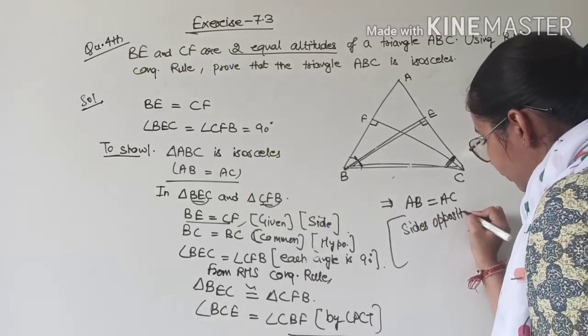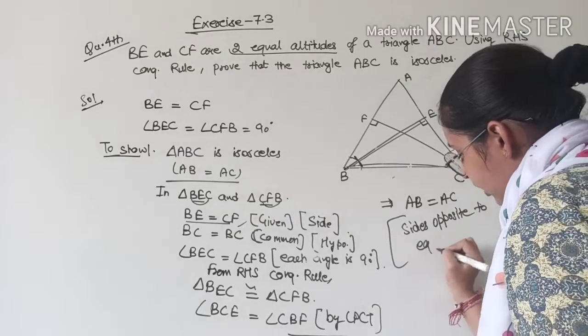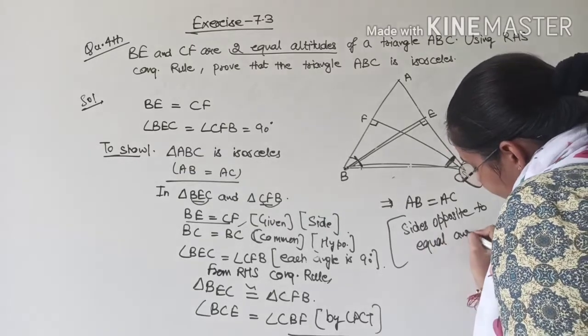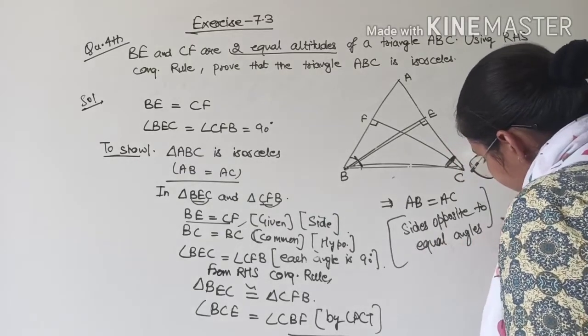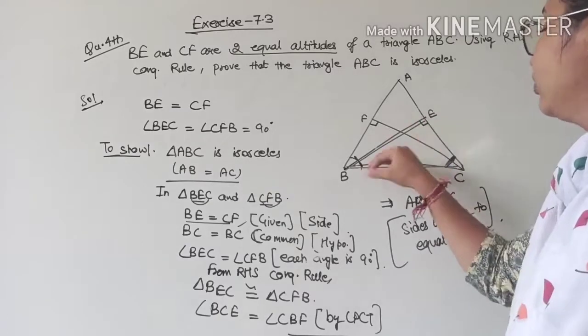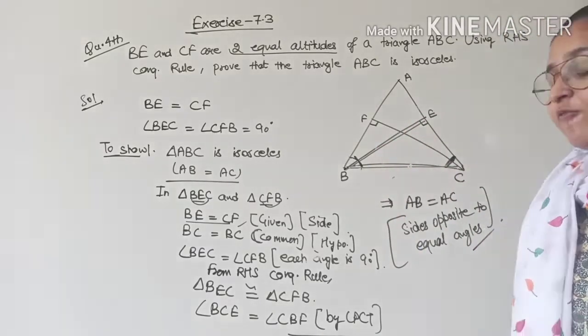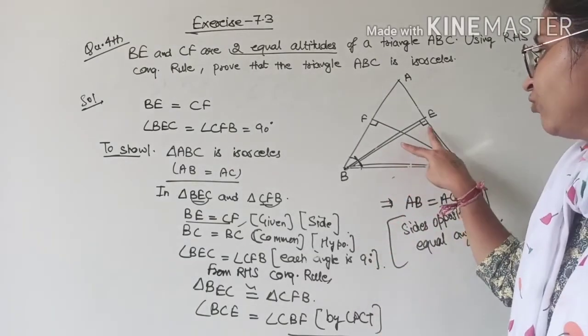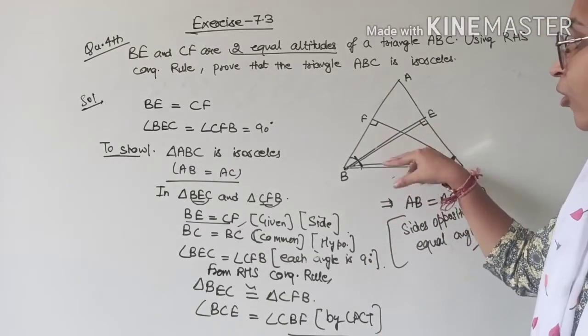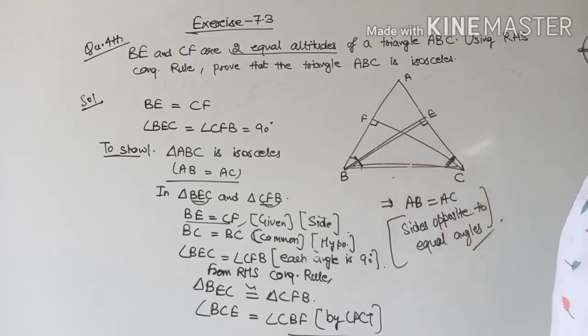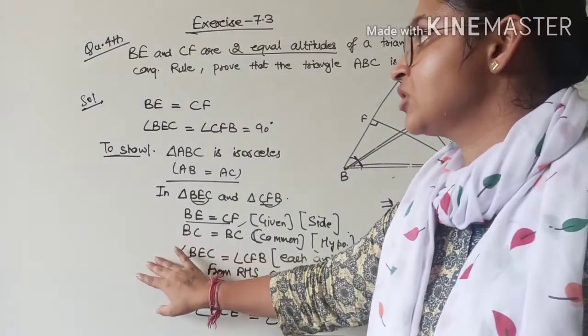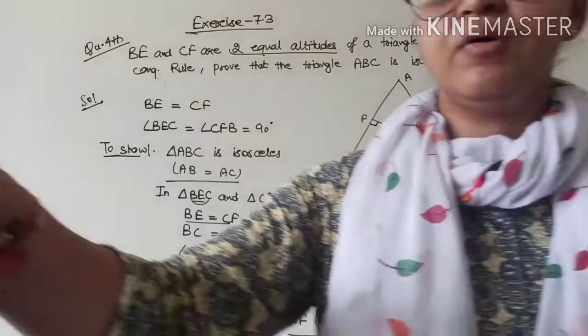sides opposite to equal angles. In this question, the main concept was you have to choose which two triangles you are going to take. If you are clear with this concept, that which triangles should I take for proving the concept, then you are done with the question. So this was question 4 of exercise 7.3.